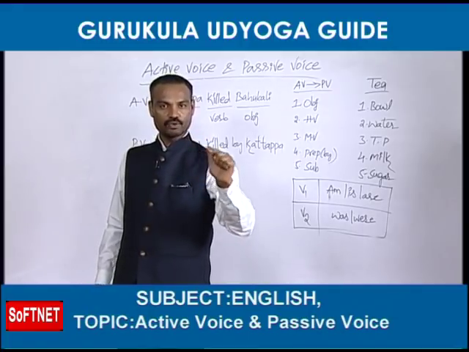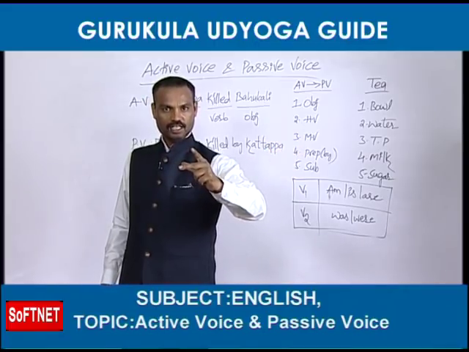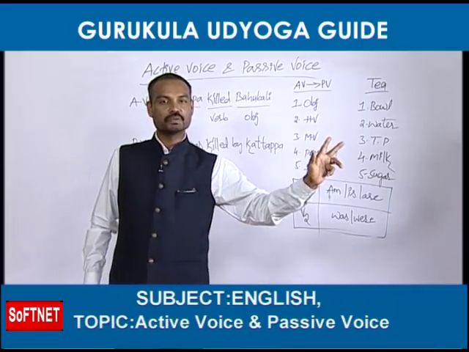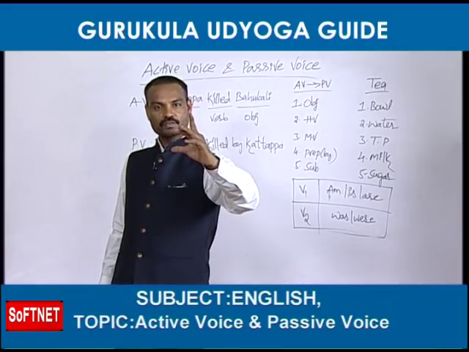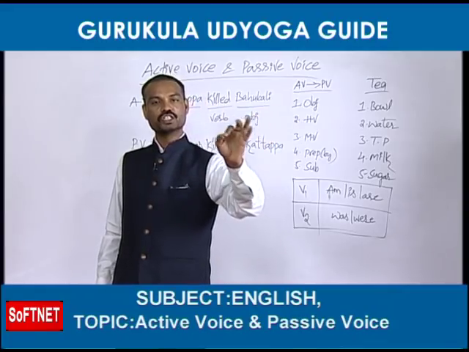In the first tense, the fourth one cannot be changed, that is present perfect continuous tense. In the second, the last one, that is called past perfect continuous tense. This one also cannot be changed into passive. In future, what is the last one? Future perfect continuous tense. Even this one also cannot be changed into passive voice.